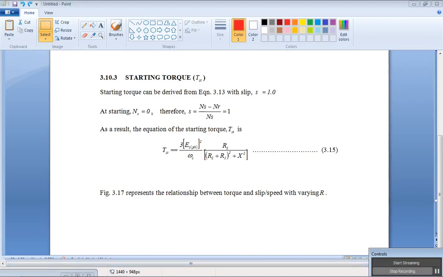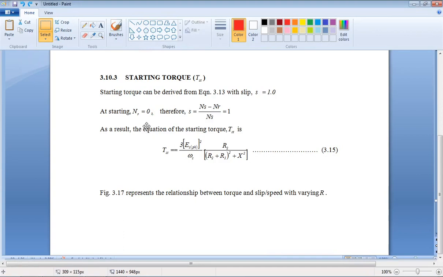Finally, to calculate the starting torque: at starting, slip is equal to 1 because the speed of the rotor is 0. So when we substitute slip equal to 1 into the equation of mechanical torque, we will derive the equation for torque. So this is the final equation for starting torque.